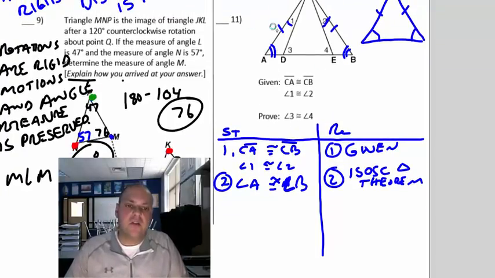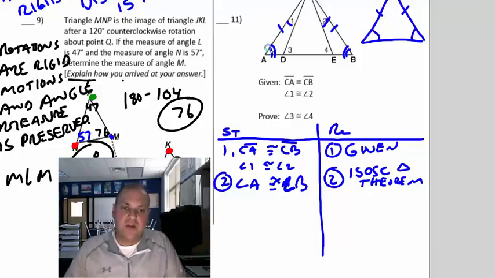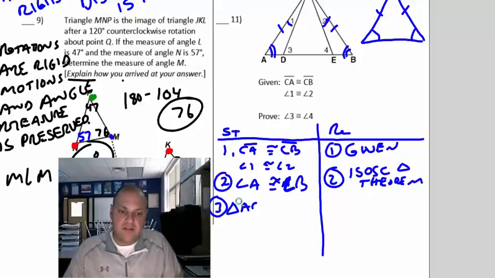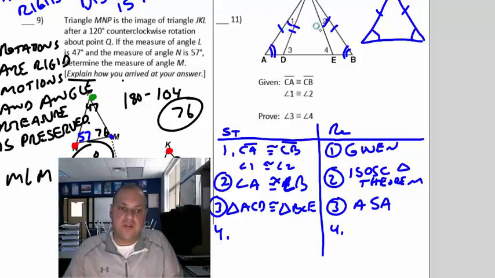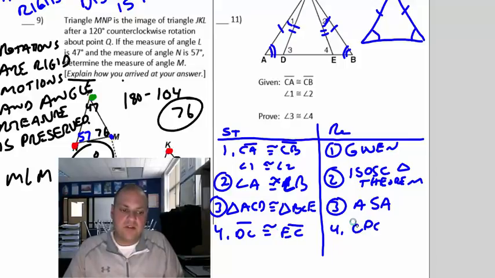Because if you look at these little triangles here, I have angle side angle now. So I have triangle ACD is congruent to triangle BCE, and that's by angle side angle. So then, because of CPCTC, I have this side congruent to this side now. I have DC congruent to EC, and that's again CPCTC.